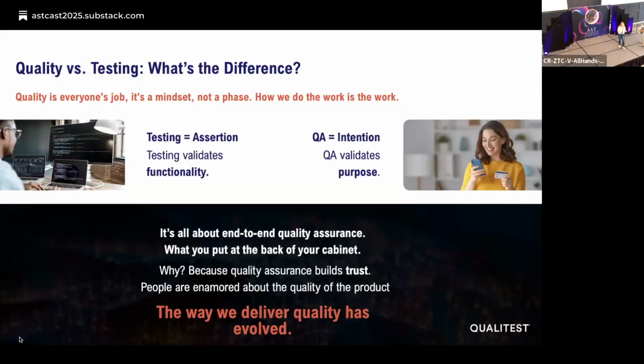Everybody here knows the difference between quality and testing. Quality is a career. Testing is a function. And everybody here kind of knows the importance of it.